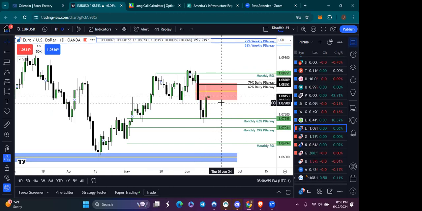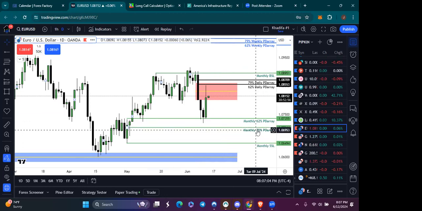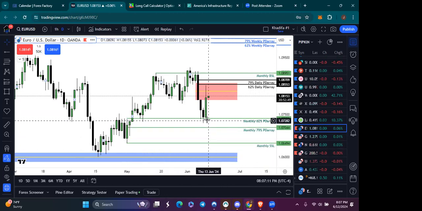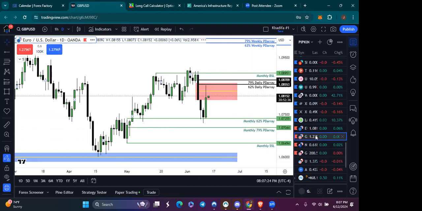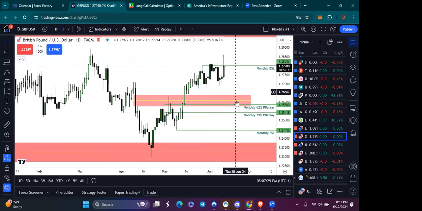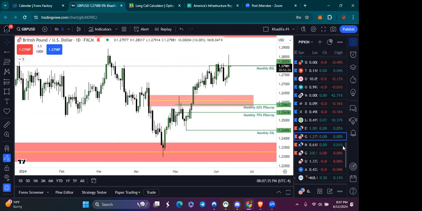I would, however, like to see Euro continue lower to hit that lower monthly PD array level and possibly this monthly sell side liquidity. Like I said, it might not be by the end of this week, it might take us a few weeks to get down to here, but this is the side that my bias is on for EUR/USD, to the downside. Same thing across the board with the pound and NZD/USD. I'd like to see us come lower.